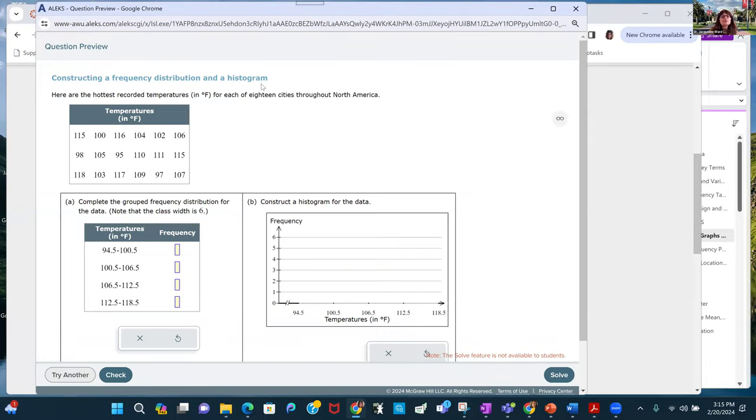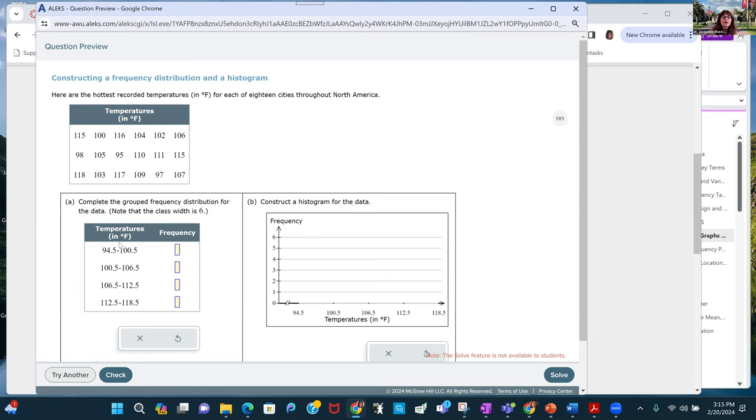Constructing a frequency distribution and a histogram. Okay, so here are the hottest recorded temperatures in degrees Fahrenheit for each of 18 cities throughout North America. Complete the grouped frequency distribution for the data. Note that the class width is 6. So notice like 94 and a half plus 6 gives you 100 and a half. Right, so you're adding 6. 100 and a half plus 6 gives you 106 and a half. So the class widths are 6.